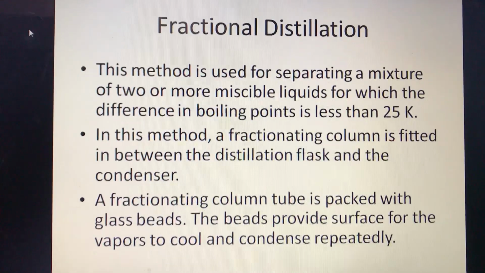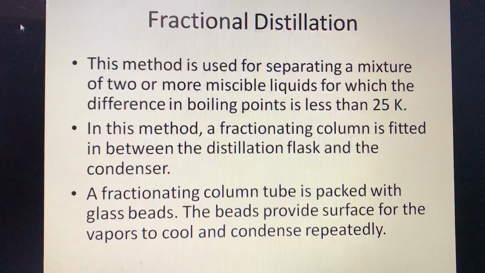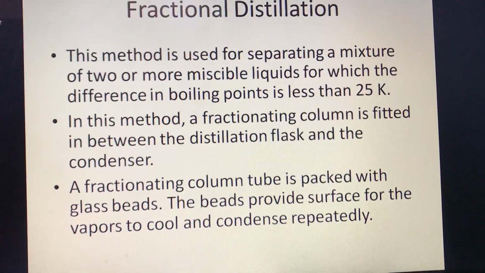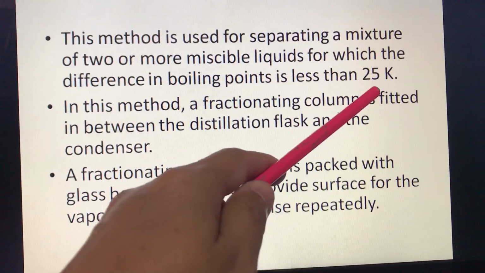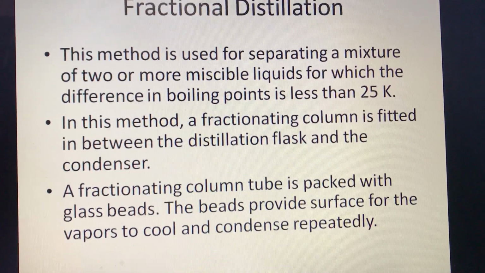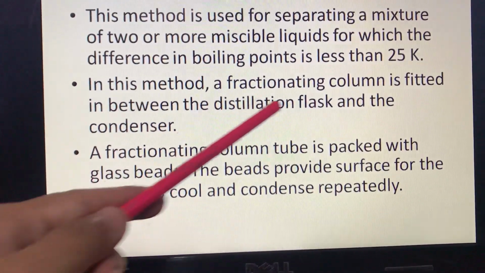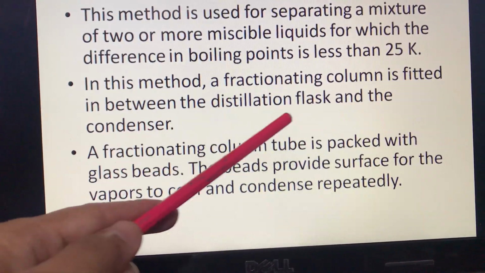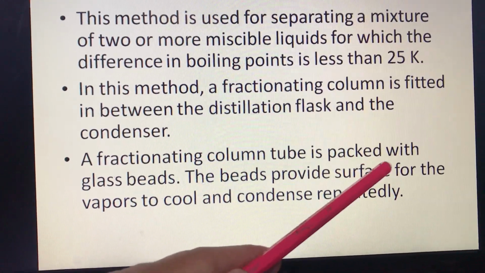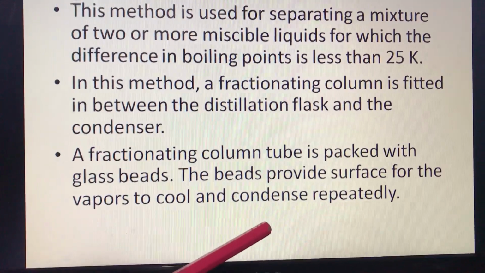Now the next process is fractional distillation. It is another form of distillation, but here we can separate together the components which have a difference in boiling point of less than 25 Kelvin. So this method can be used where the difference in boiling point is less than 25 Kelvin. Okay, so in this method a fractionating column is fitted in between the distillation flask and the condenser, right? Then the fractionating column tube is packed with glass beads. The glass beads provide surface area for the vapors to cool and condense repeatedly.